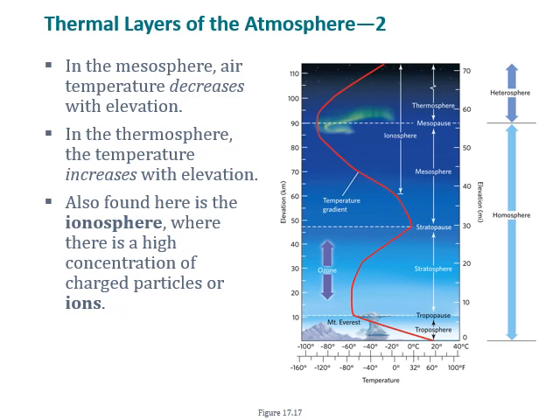So this slide describes the mesosphere and thermosphere, and also describes the ionosphere, where there is a high concentration of charged particles or ions, which contribute to something known as the aurora, most often observed in the wintertime in the extreme northern and southern latitudes.